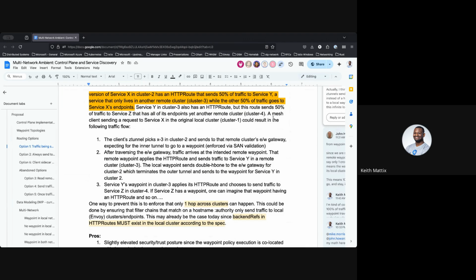Service Y also has the HTTP route, which sends traffic to service Z in cluster 4, and so on and so forth. You sort of infinite loop because you have to send to a remote waypoint for policy, you never end up terminating the service routing. Every successful waypoint does service load balancing. Go ahead. That's what the X-Forwarded header is for.